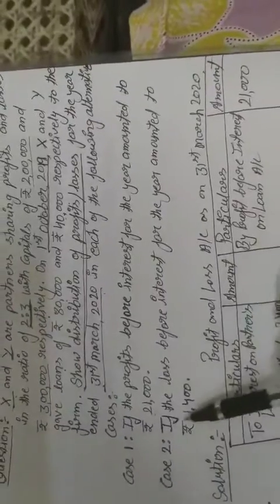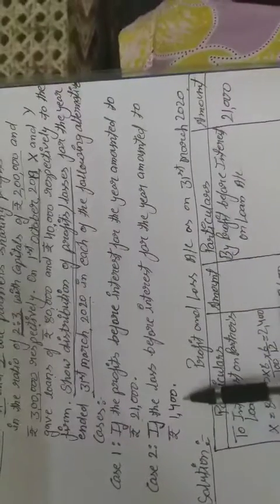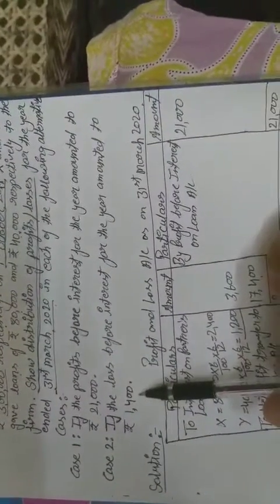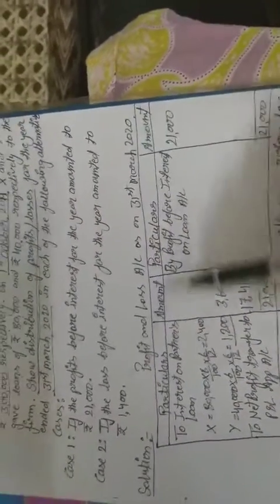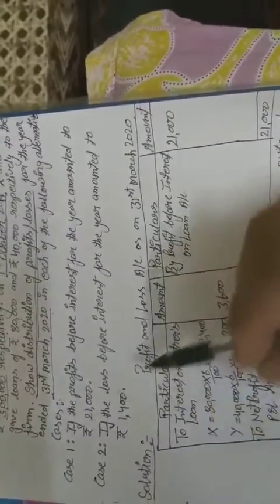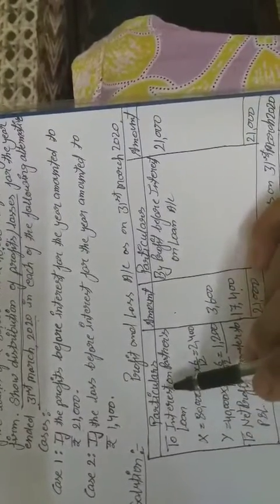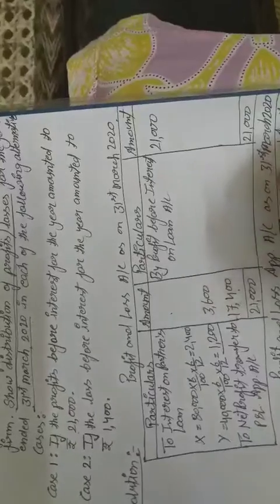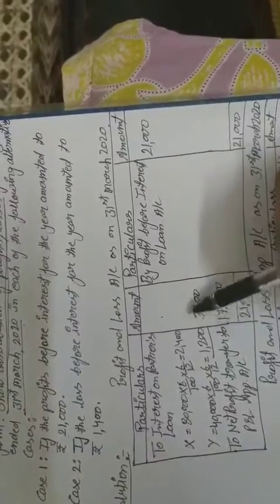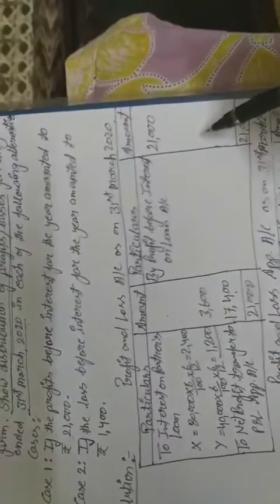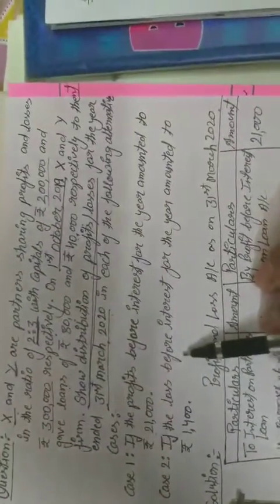Similarly, there is a second case. If the loss before interest for the year amounted to rupees 1,400, where do we show this loss? If the profit was 21,000, we showed it on the credit side of the profit and loss account, and if there is a loss, this loss will be shown on the debit side. So, to loss before interest on partners' loan account, and then similarly this loss will be treated and the total amount will be there and then transferred here. I am showing it within a single format. This is case 2 which we are going to solve.